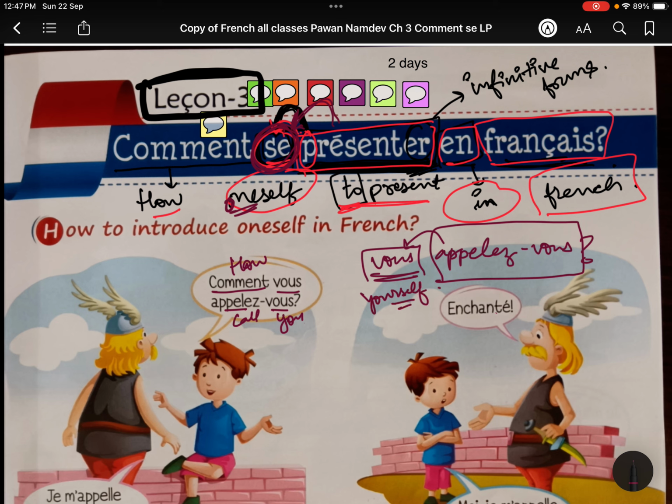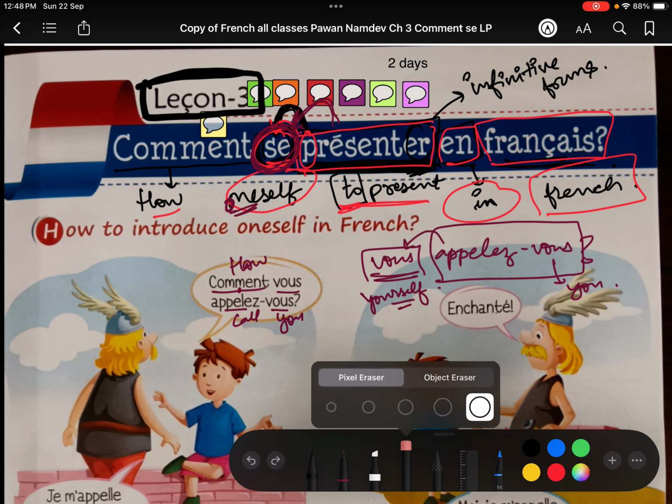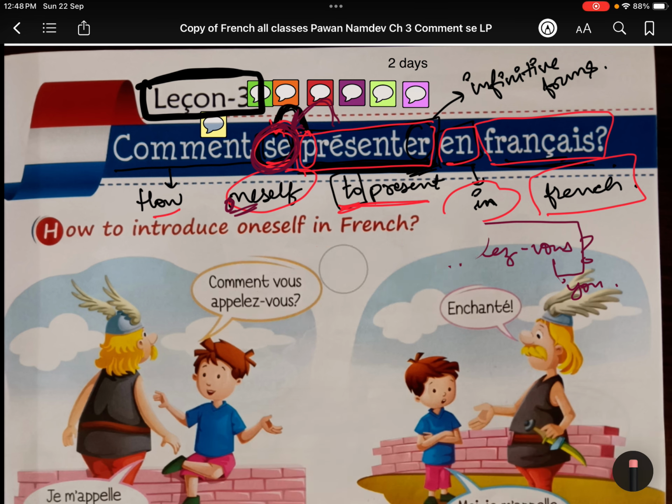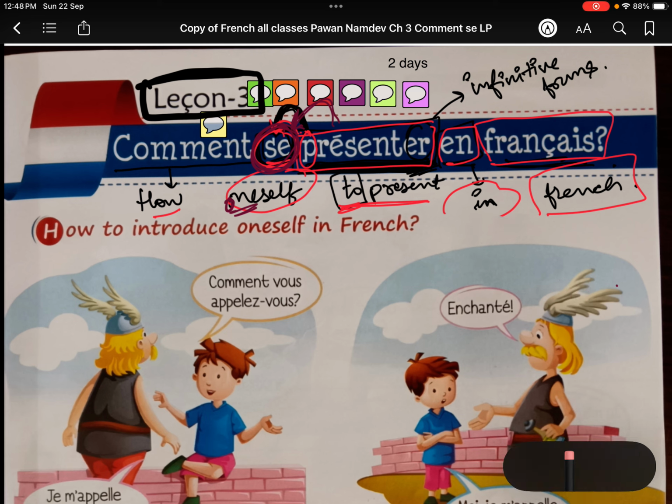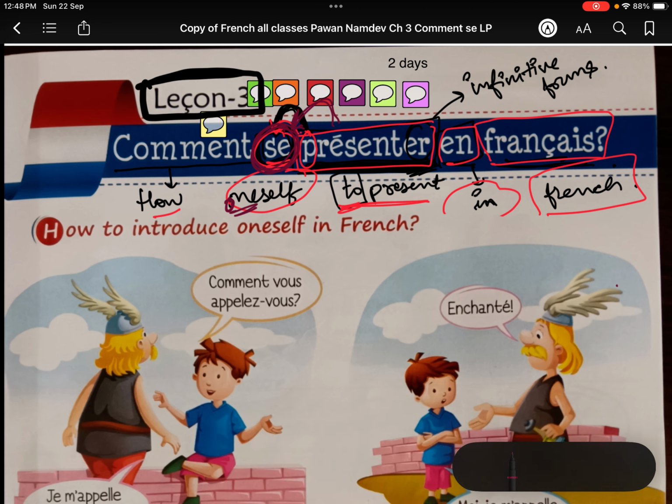It's a formal way. This vous means you. All right, how you call yourself. This is the exact translation: how you call yourself. All right guys, apply the same funda with every sentence, and you will understand all those things. Enchanté. Comment vous appelez-vous? How you call yourself?